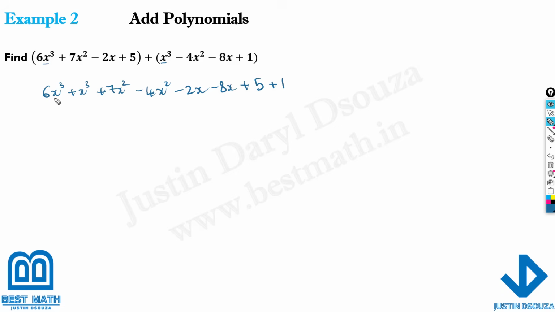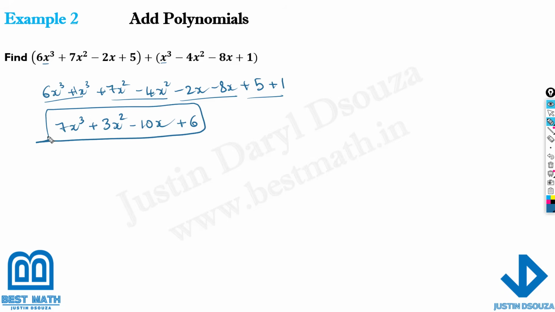Now, solve them. Here, these can be solved up. Whichever I put the lines, they can be solved up. 6 plus nothing means it's 1. 6 plus 1 is 7x to the power 3. Here, 7 minus 4 will be plus 3x power 2. Minus 10x, why? Because minus 2 minus 8 is minus 10. And lastly, we have plus 6. That is the answer. Simple as that. That is how we solve it up.